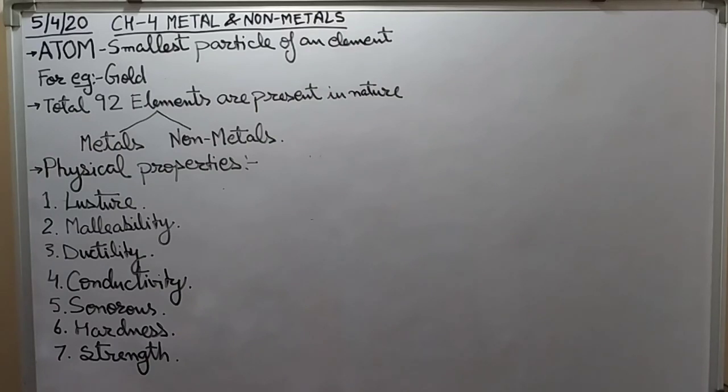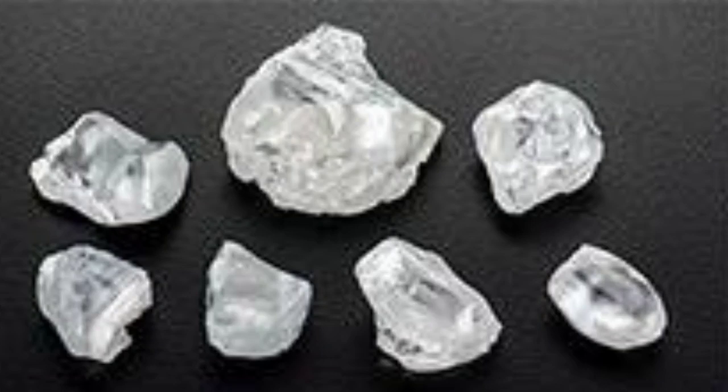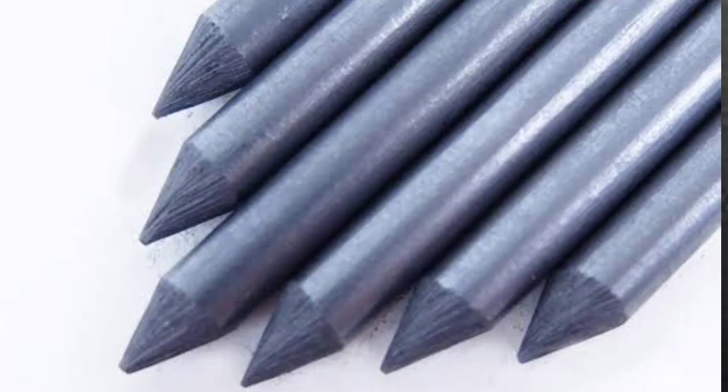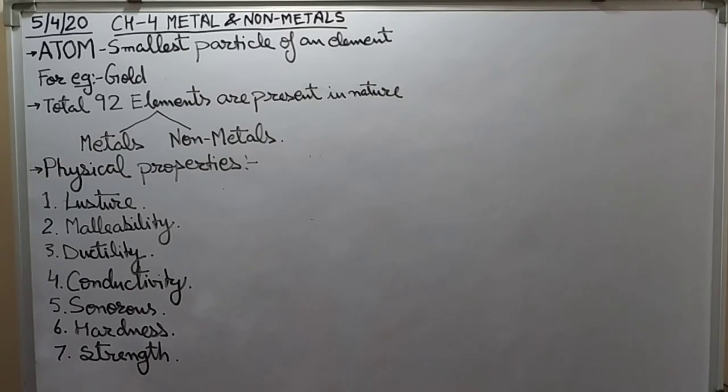For example, sulfur. Diamond is the only non-metal which is the good conductor of heat, and graphite is the only non-metal which is the good conductor of electricity. But it cannot be used to supply electricity because it is brittle in nature. Means वो काफी soft होते हैं, काफी नाजुक होते हैं, right?